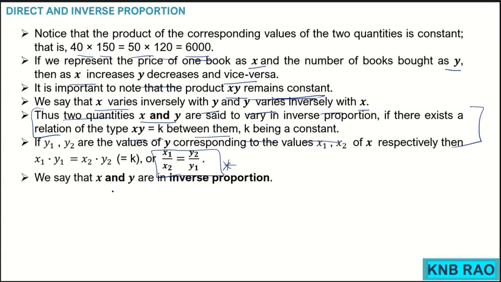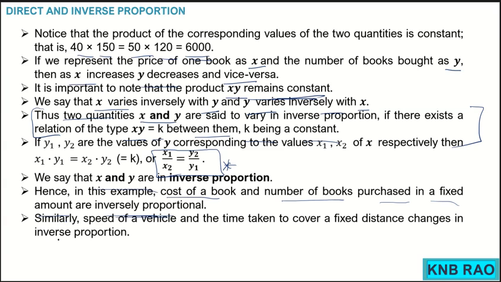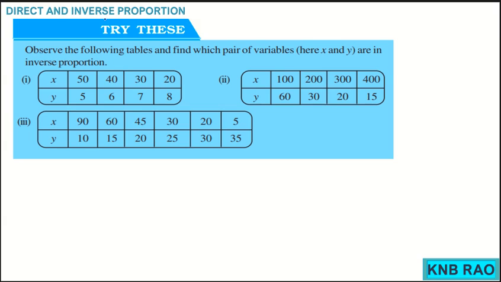We say that x and y are inversely proportional with this condition. Hence, in this example, the cost of a book and the number of books purchased with a fixed amount are inversely proportional. Similarly, the speed of a vehicle and the time taken to cover a fixed distance change inversely. Now it is time to solve some questions. Here I am giving you these to try. Observe the following tables and find which pairs of variables, x and y, are in inverse proportion.